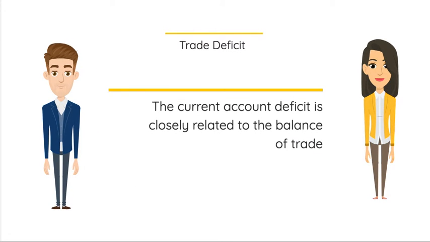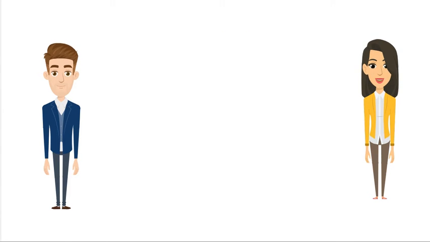Trade deficit. The current account deficit is closely related to the balance of trade. If a country's current account deficit is higher than that of a trading partner, this can weaken its currency relative to that country's currency. Countries that have positive or low current account deficits tend to have stronger currencies than those with high deficits. Okay, I understood.